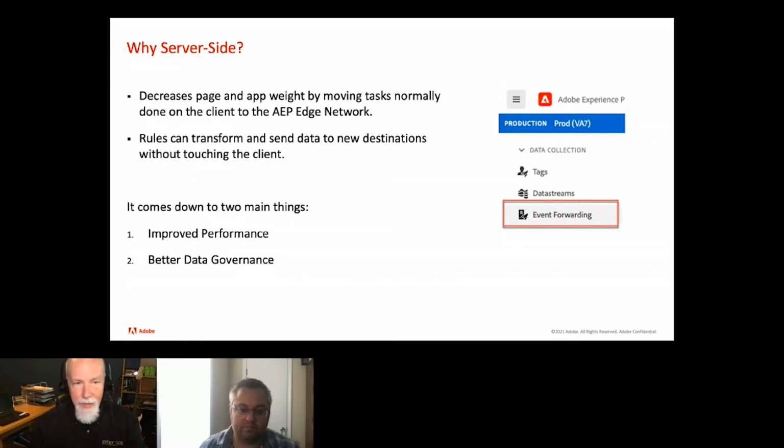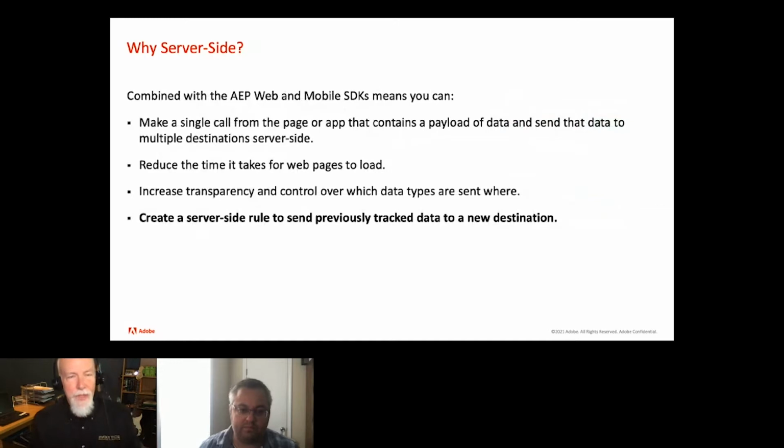And a couple of big things you want to look at: you can get improved performance, and since it's all being done in one place, you can get better data governance. When you combine server side with the AEP web and mobile SDKs, that gives you the ability to make a single call from your page or your app containing a payload of well-structured data, and you can send that data to multiple destinations server side. Again, that could reduce the amount of time it takes for your page to load.